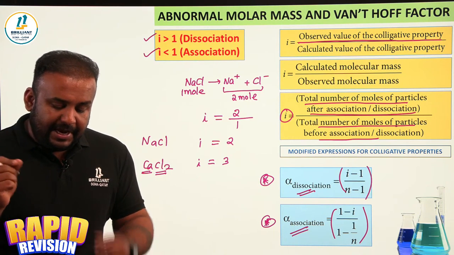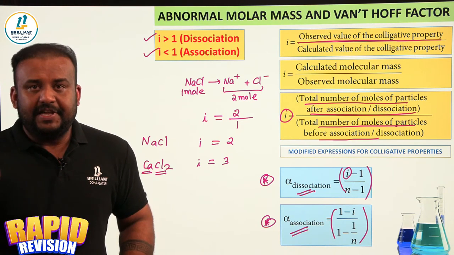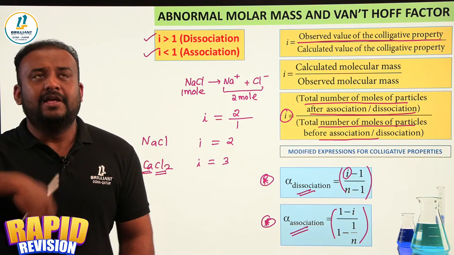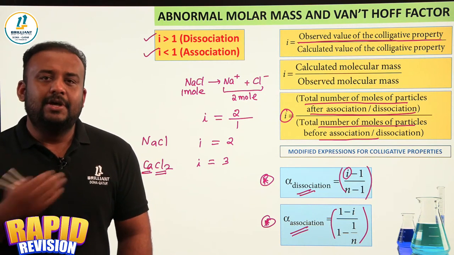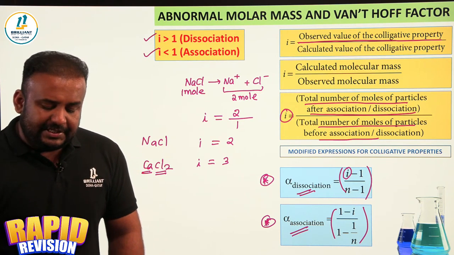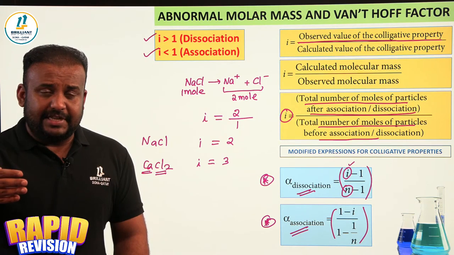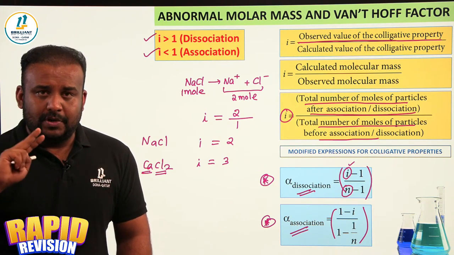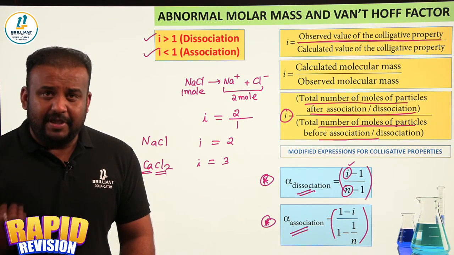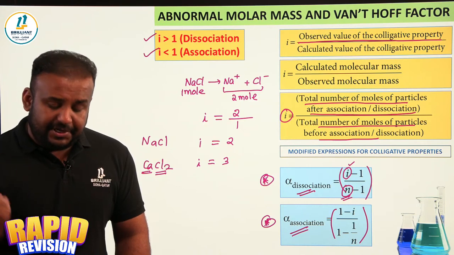For example, in case of sodium chloride, you find out the value of i using the data they have given, like they will give you the observed boiling point, and ask how much is the degree of dissociation. So in such questions, you can find out i, and n is the number of particles. If it is NaCl, n will be 2. If it is calcium chloride, n will be 3. Like that, the value of n depends on how many particles are there after dissociation.